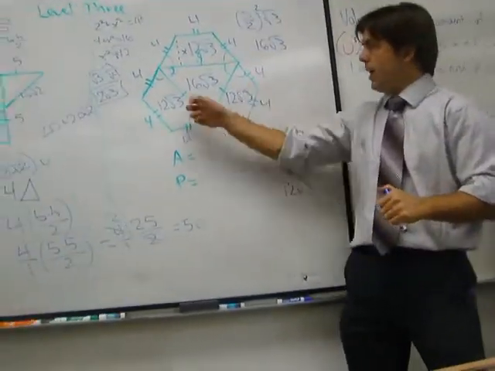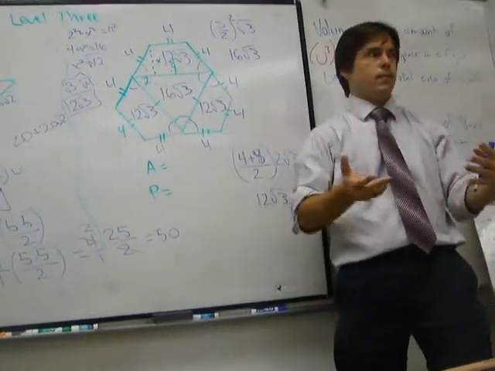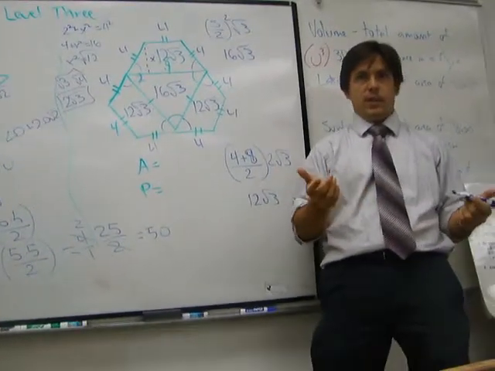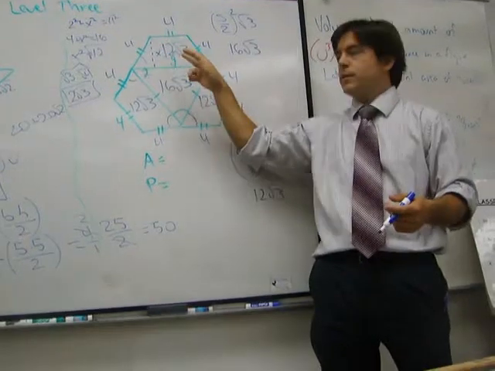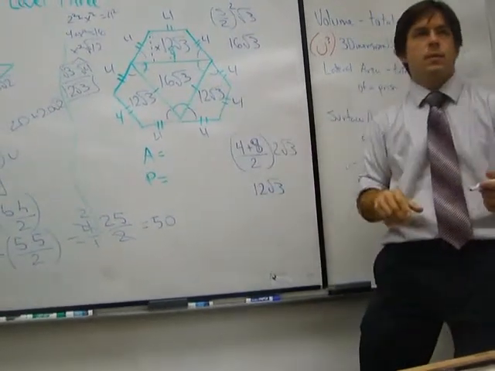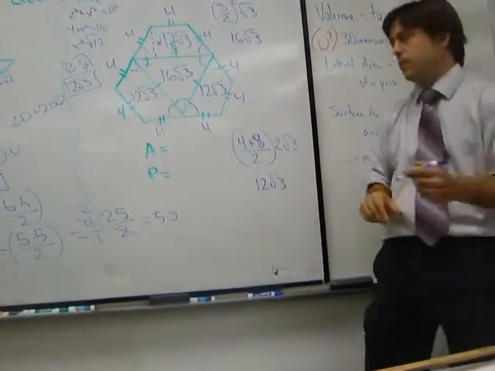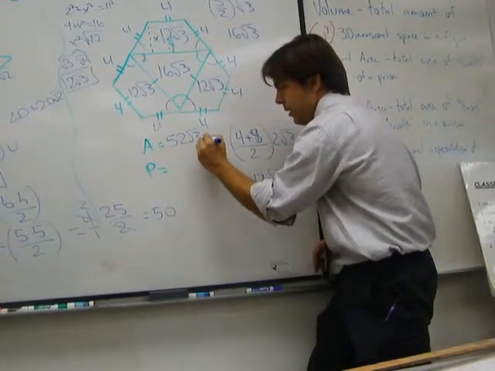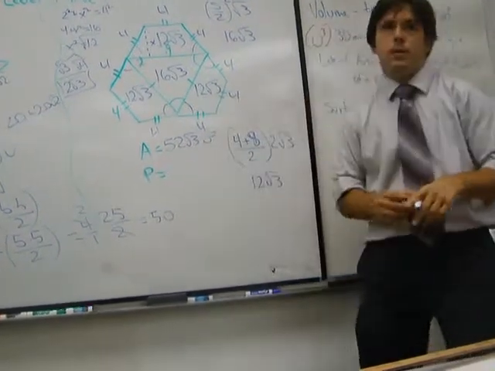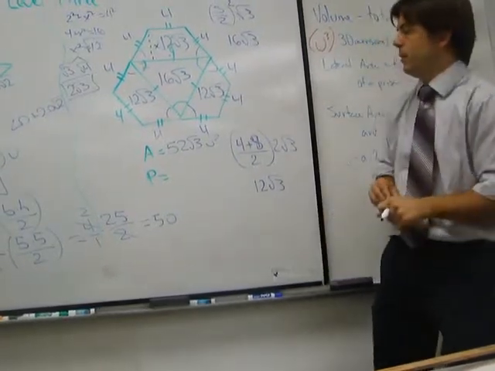So then when you add all of this up, that'll be the area. Does that make sense? What's 12 plus 12 plus 12? 36. 36 plus 16? 52 square root of 3 units squared. Beautiful problem. I love that.